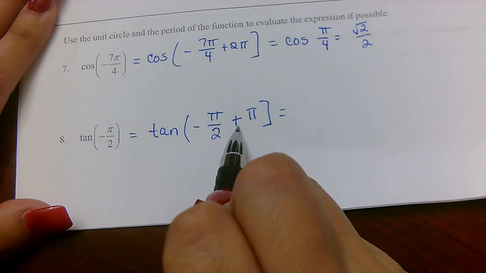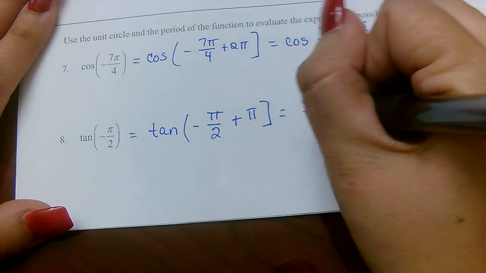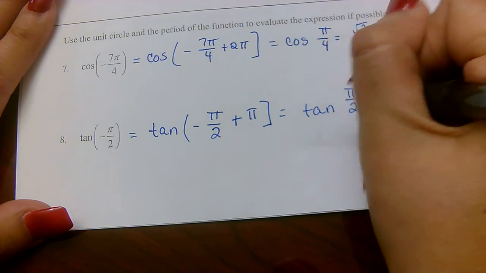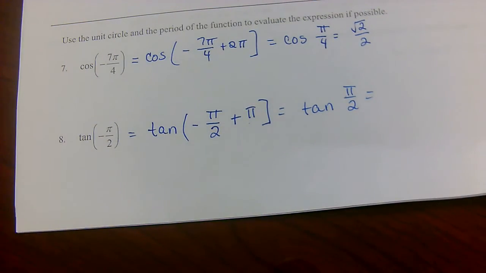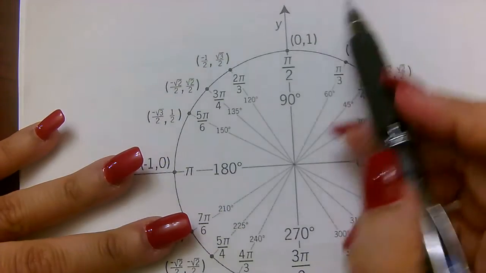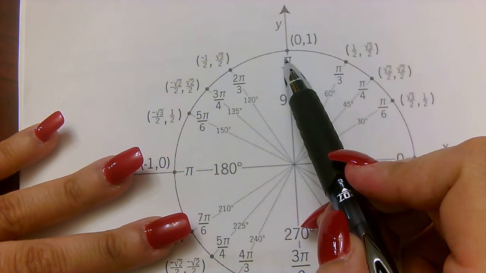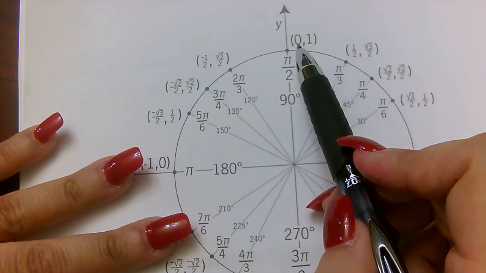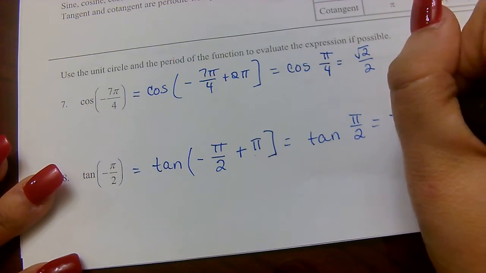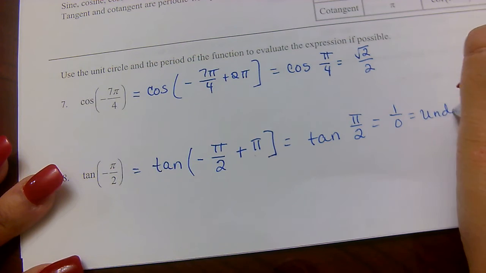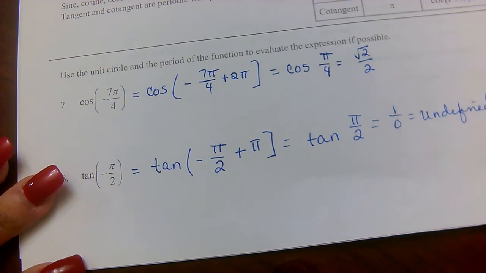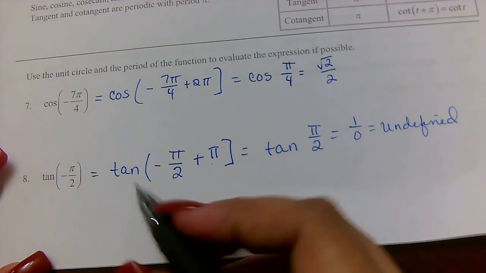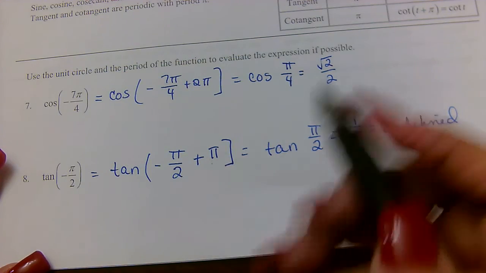So negative 1/2 plus a positive 1/2 makes it a positive pi over 2. So positive pi over 2, what is tangent? Let's go to our unit circle. Here's pi over 2. Tangent is y over x, so it would be 1 over 0. 1 over 0, which is undefined.